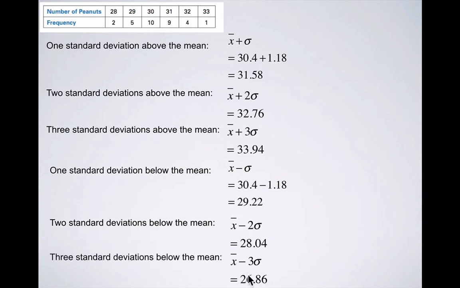So 3 standard deviations below the mean would be 26.86, which there were no bags of peanuts with that many peanuts in it. So the bulk of the data is located within 2 standard deviations above the mean down to 2 standard deviations below the mean. There are a couple that lie just barely outside of that, but most of the values are located within 2 standard deviations of the mean.